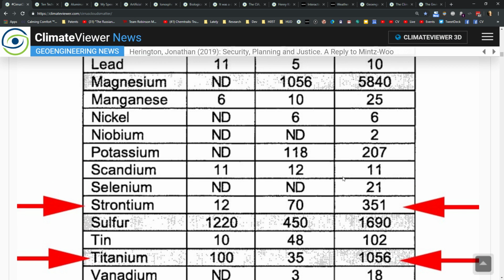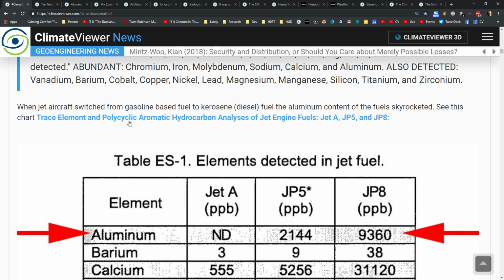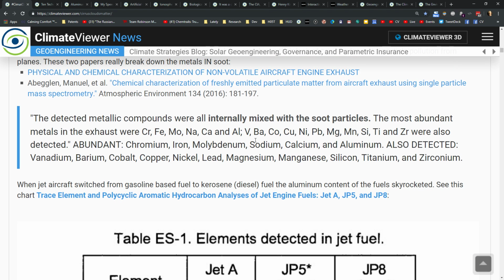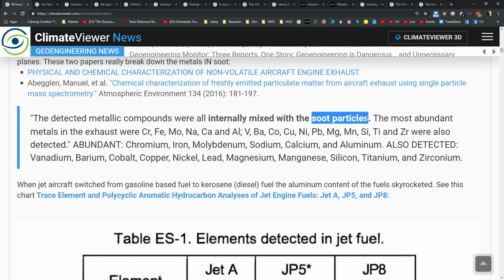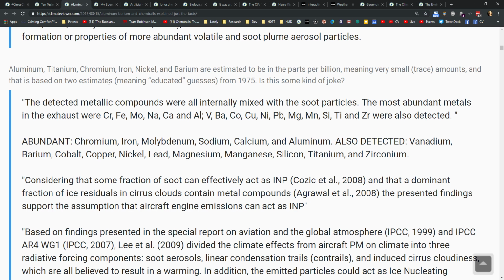So all of the metals, and this is from a military paper, you can see right here, dtic.mil, trace element and polycyclic aromatic hydrocarbon analysis of jet engine fuels, Jet A, JP5, and JP8. Straight from the military, also from Ulrich Lohmann, also from the IPCC. Yes, jet fuel is loaded with all of these metals, and those metals are inside soot particles, and those soot particles and metals make cirrus clouds. That is artificial clouds in a nutshell.